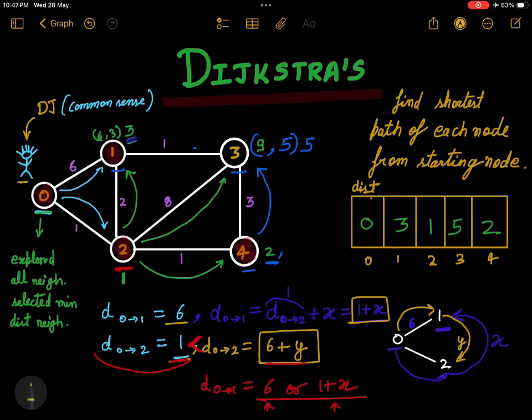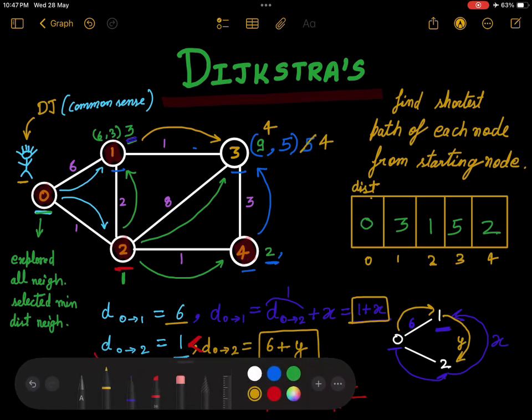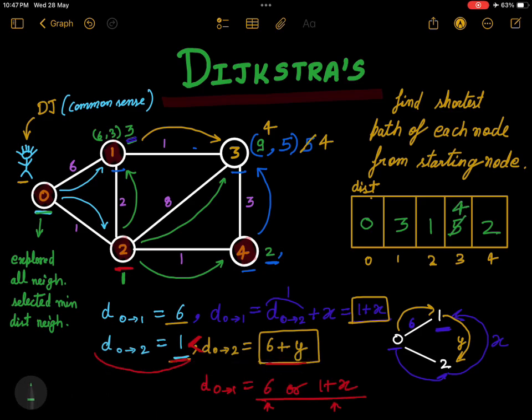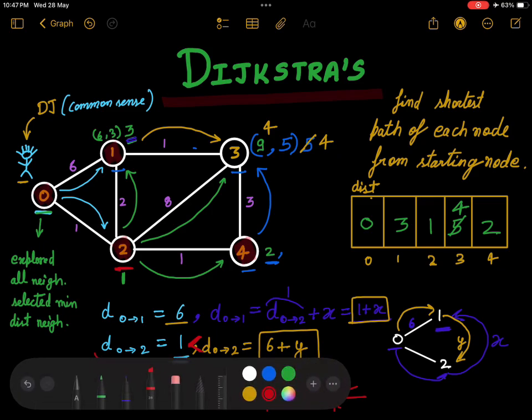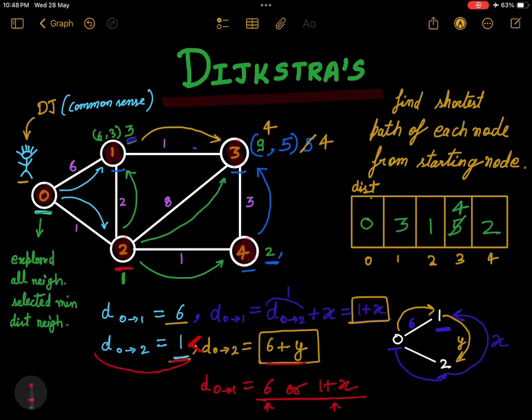Now again we will choose the node with the minimum distance, which is node number 1, right? And from 1 we will explore node number 3. And as the shortest distance to reach 1 is 3, so 1 to 3 will be 3 plus 1, which is 4. Again we got the new minimum. So we will update this in our distance vector. And that's how we get the shortest distances to reach all of the nodes from node number 0.